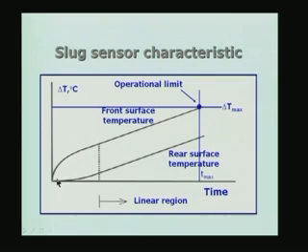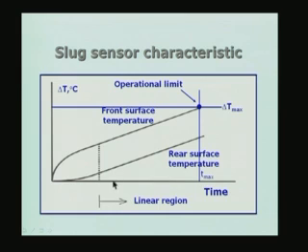Initially, the front surface temperature will go faster, and then it will go more or less at a linear rate, and the back surface temperature will lag behind, and then again it will catch up and it will go in a straight line, or linear variation, with respect to time. And if I again have a certain operational limit for the transducer, I can say that up to some t equal to t max, I can use the slug sensor, so that the temperature limit specified is not exceeded.